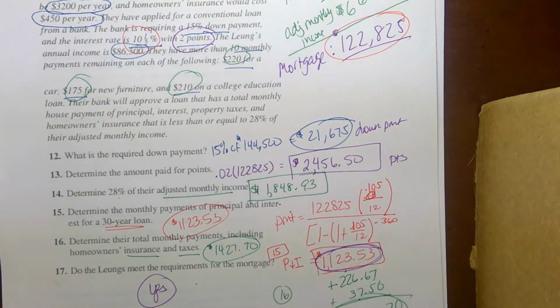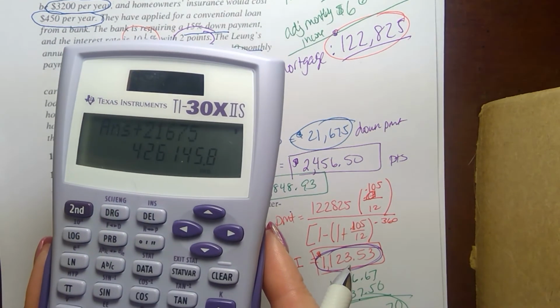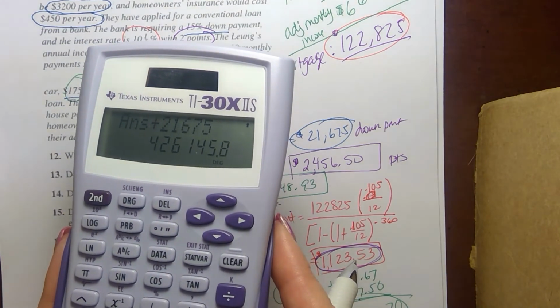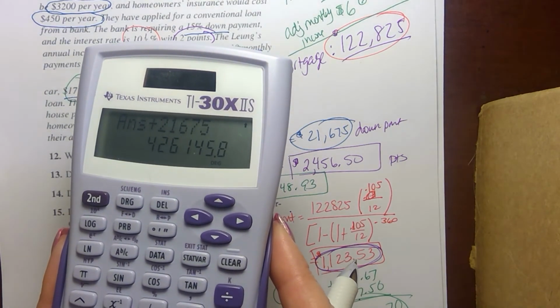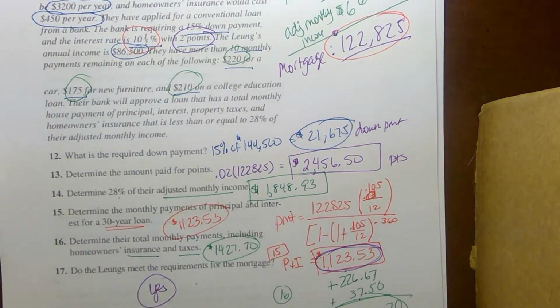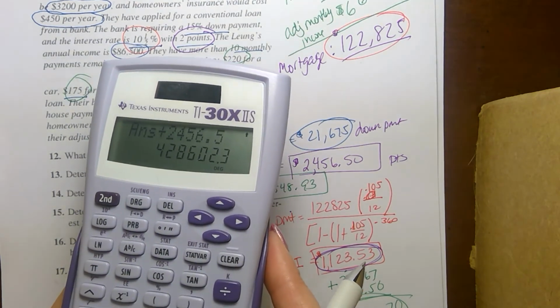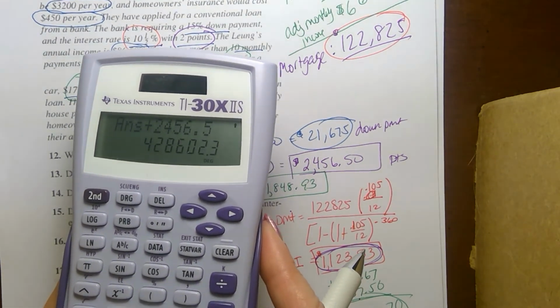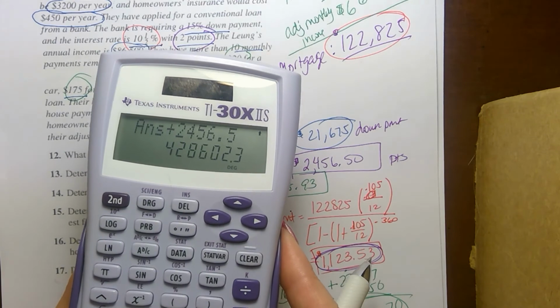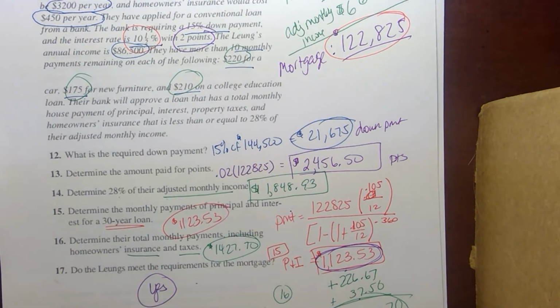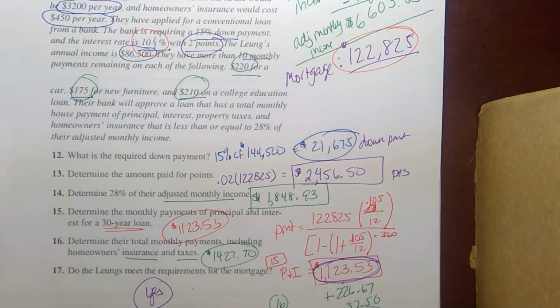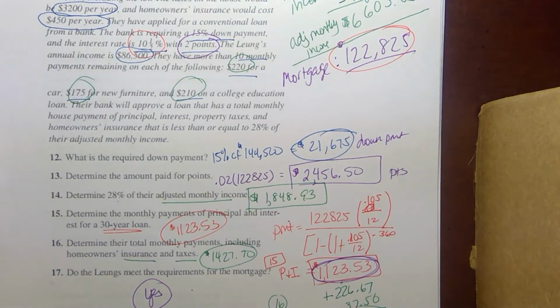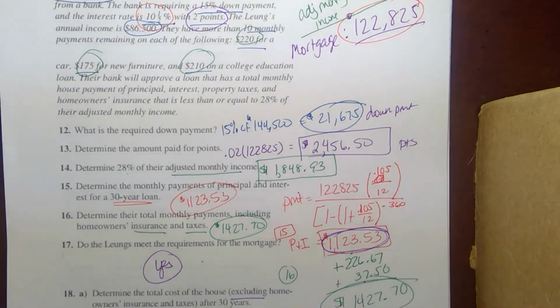21,675 down. So when I add the total of the payments to the down payment, I get $426,145.80. And then I add to that $2,456.50. There we go. That's what I was after. $428,602.30. That is their total cost of the house. Sorry about the calculator issues.